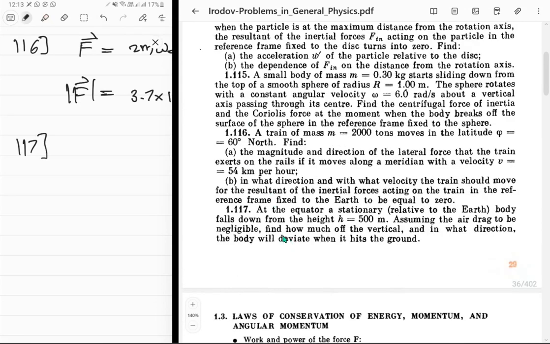I guess it was the last question. At the equator of a stationary Earth, a body falls down from the height h equal to 0. Assuming the air resistance is negligible, find how much and in what direction the body will deviate when it hits the ground. This is actually something that I found in a paper while I was reading about Coriolis force in detail. I was trying to verify if what I found was correct for the Earth, and they didn't have it for any angle of projection, but for 90 degrees they did have something.